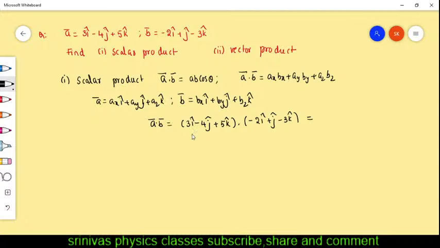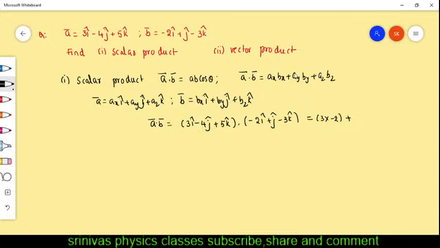Here the I coefficient is what? 3. Here the I coefficient is minus 2. Those we have to multiply. That means you will get 3 into minus 2. This is AX BX. Next, AY BY. What is AY? AY is the multiplier of J. The multiplier of J is minus 4 here.